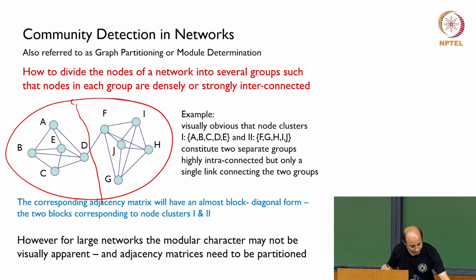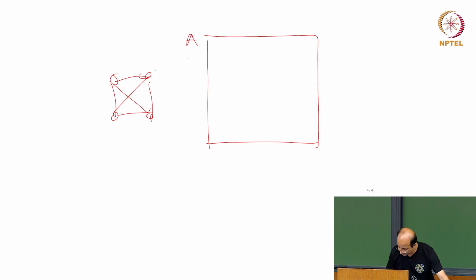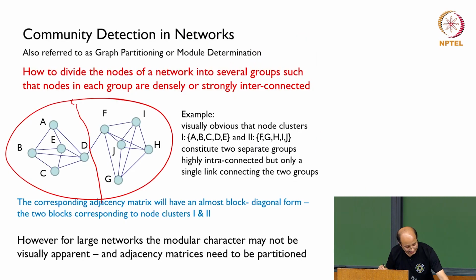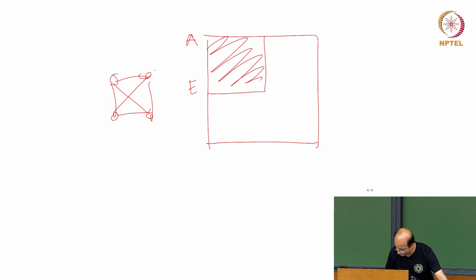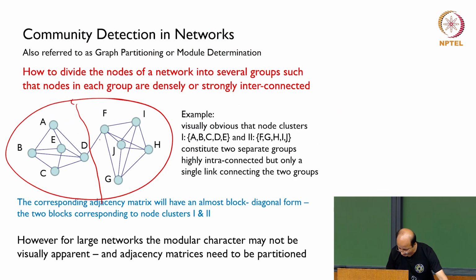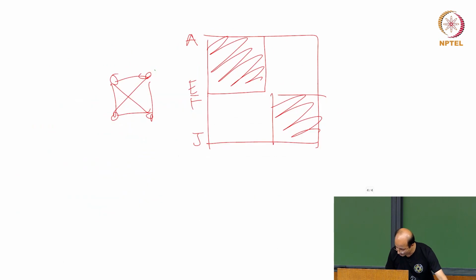So A to E will be dense with ones, and F to J would be dense with ones, and there's only one connection between the two, D to F. So if you look at D to F, this will be 1 and this will be 1. The rest are all zeros. Okay.